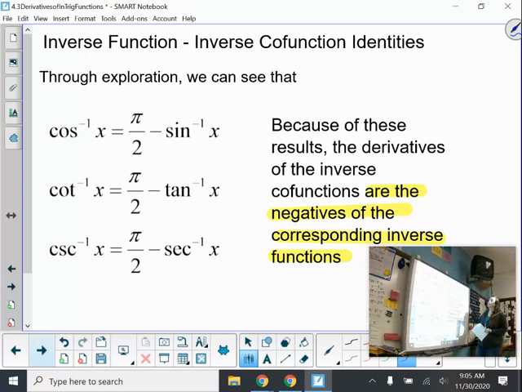So to find the derivative of the inverse cosine function, you're going to do the inverse sine function, and you're going to make it negative. So instead of 1 over, it's going to be negative 1 over. And the same for cotangent, the same for cosecant. So you really only have to memorize the 3 formulas for inverse sine, inverse tangent, inverse secant. And then remember, if you're finding the cofunction derivative, you just put a negative in front of it.